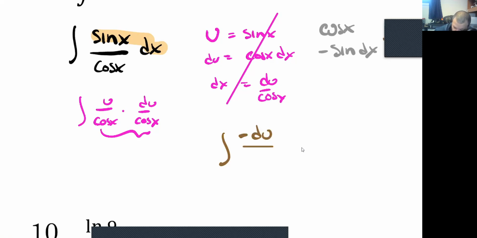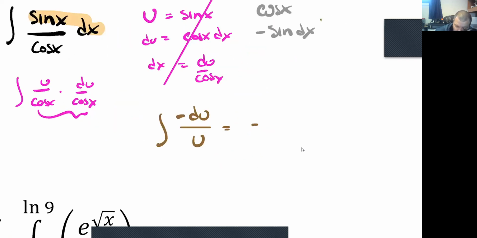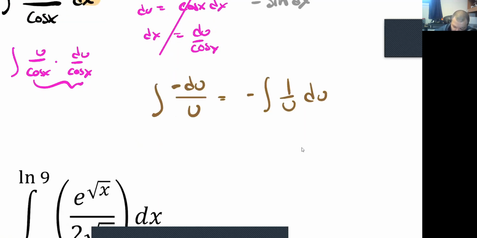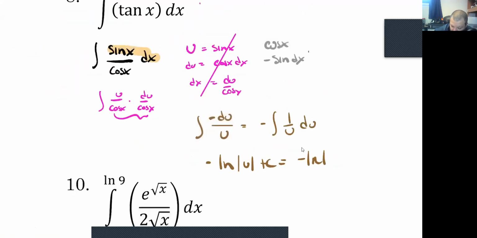du over u, which we'll see a lot. So it's good to get used to it, but it can also help if you pull the negative out and think of this as 1 over u du, because then it's a little clearer that we're working with a natural log. Negative natural log, absolute value of u plus a constant. So negative natural log of the absolute value of cosine of x plus a constant, right?